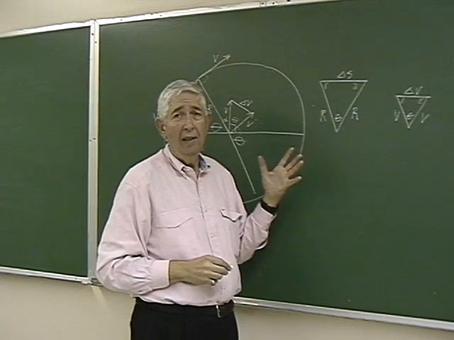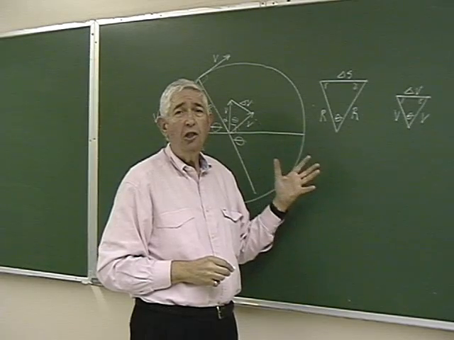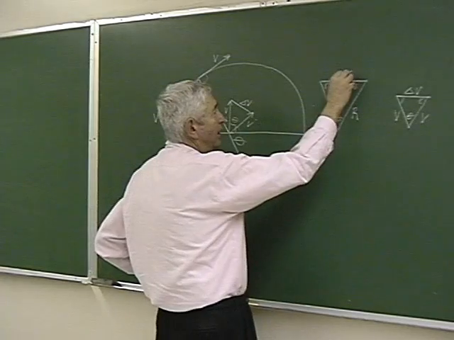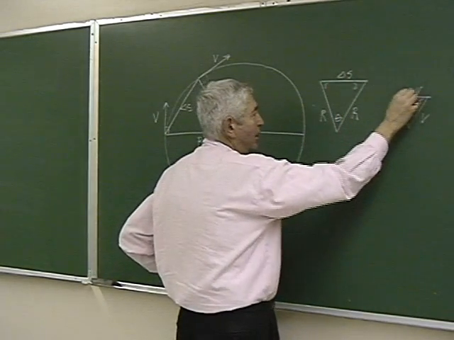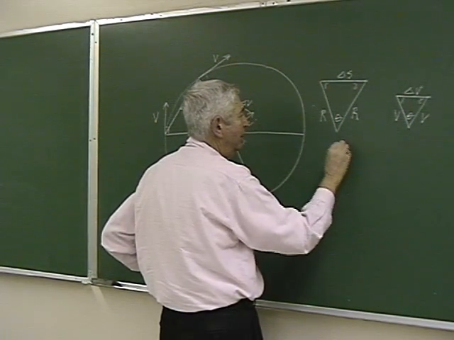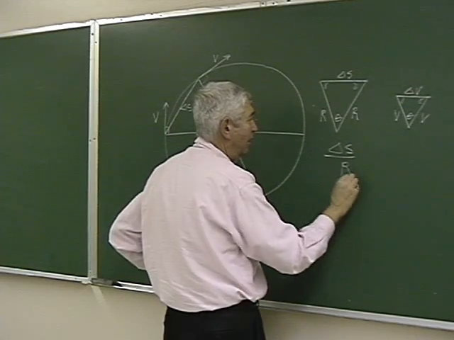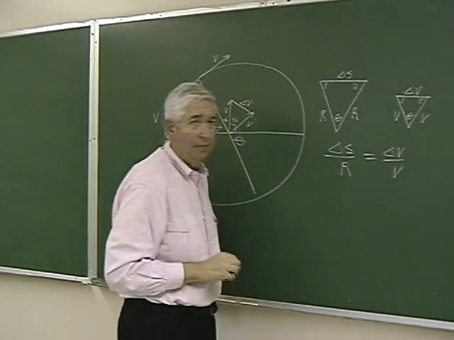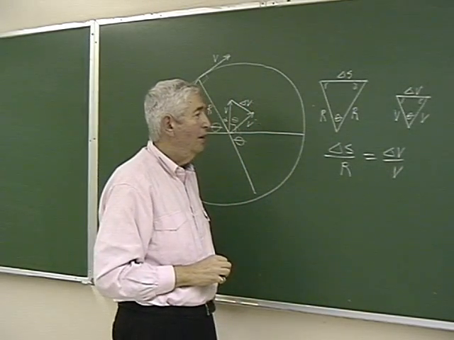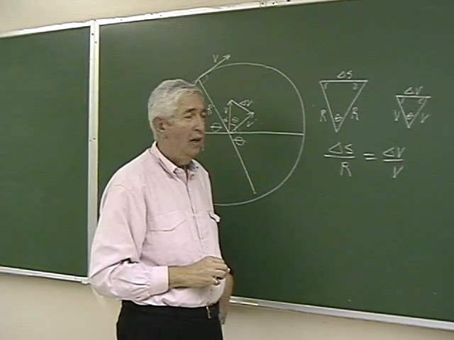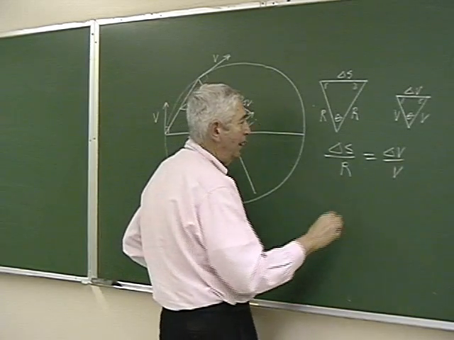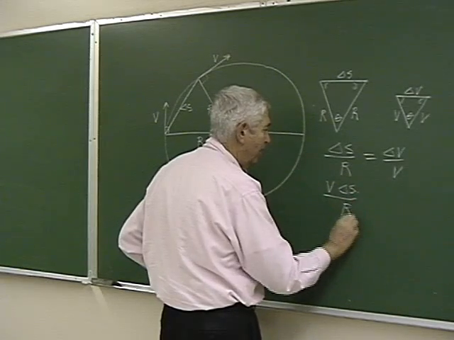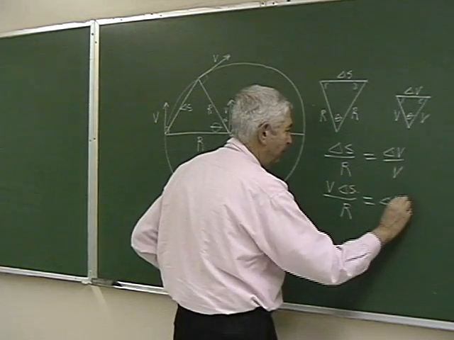Now, in similar triangles, the ratio of sides are equal. So over here, I could say this side is to this side, as this side is to this side. So here I have delta S is to R, as delta V is to V. And now, if I multiply both sides by V, then I would have V times delta S over R equals delta V.